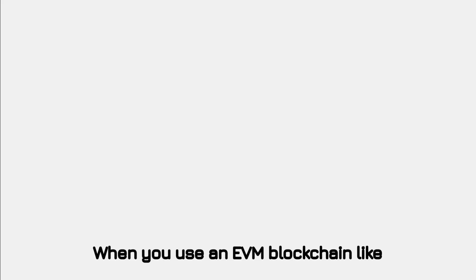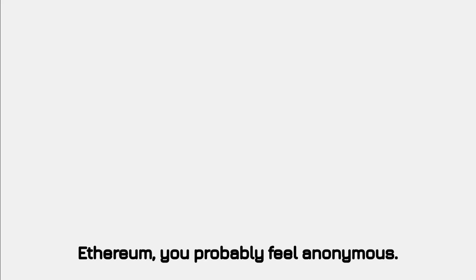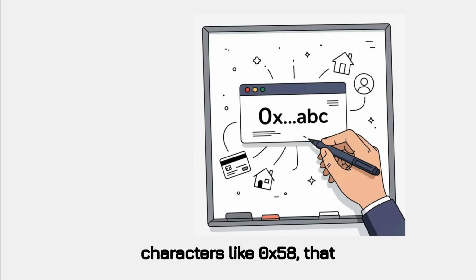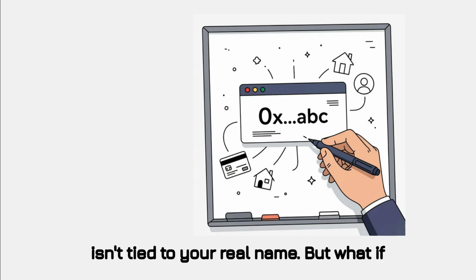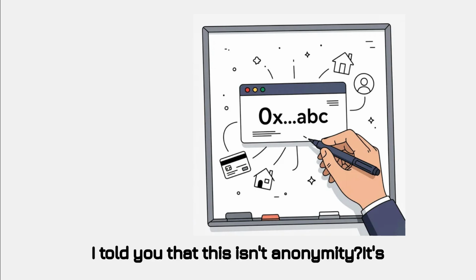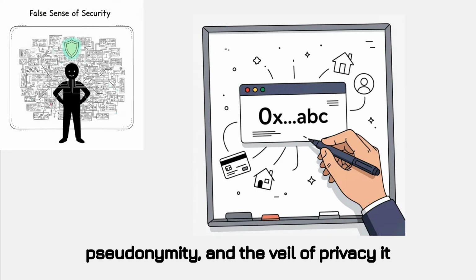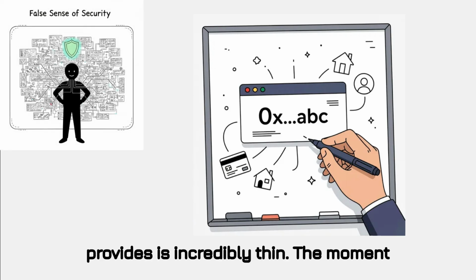When you use an EVM blockchain like Ethereum, you probably feel anonymous. You have an address, a long string of characters like 0xb58, that isn't tied to your real name. But what if I told you that this isn't anonymity? It's pseudonymity, and the veil of privacy it provides is incredibly thin.